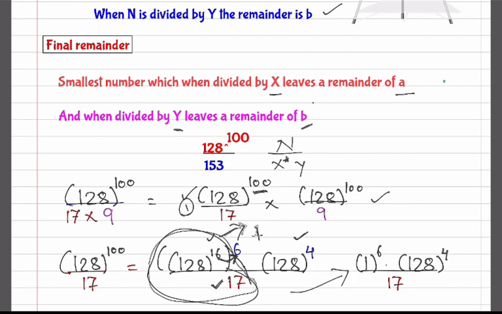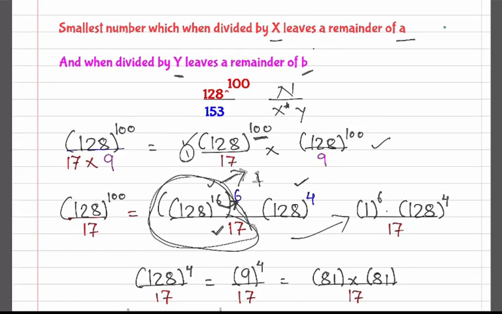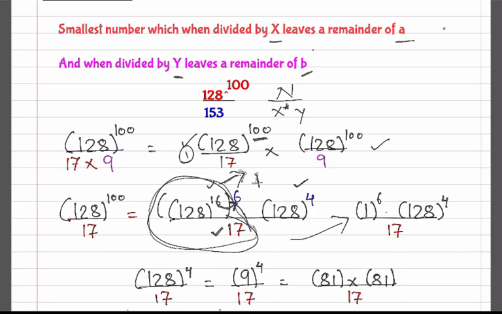128 raised to 4 will remain at this side divided by 17. Now how will I solve this? 128 raised to 4 divided by 17 is what I have right now. Now divide 128 by 17. What's the remainder that you will get? 9. Okay, so it is nothing but 9 raised to 4.